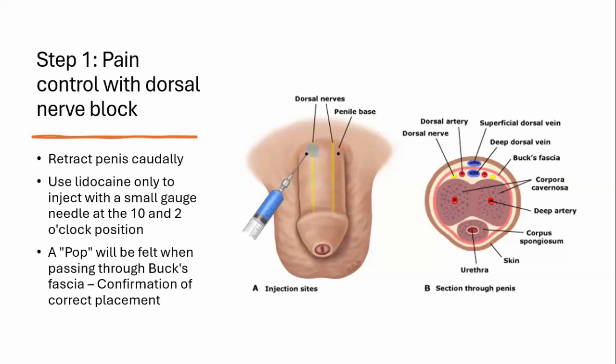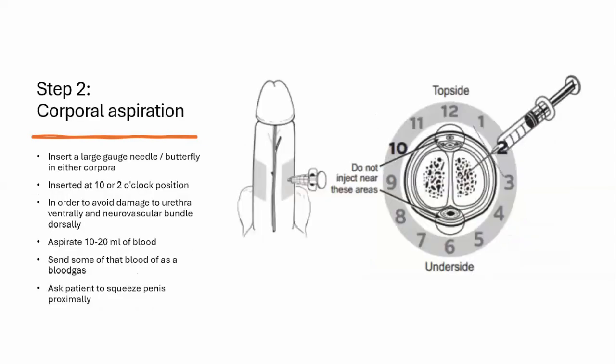Cool, you've done the nerve block. Now you want to do aspiration. Okay, so a butterfly works really nice. And you're going to insert it at the 10 or 2 o'clock position. Please avoid the 12 and 6 o'clock. Obviously, there are important structures around there. So you're going to aspirate 10 to 20 mils of blood. You're going to send that blood off for blood gas. If you want to determine if it's a low flow or high flow state, obviously if it's super acidotic, you know this is a low flow ischemic state.